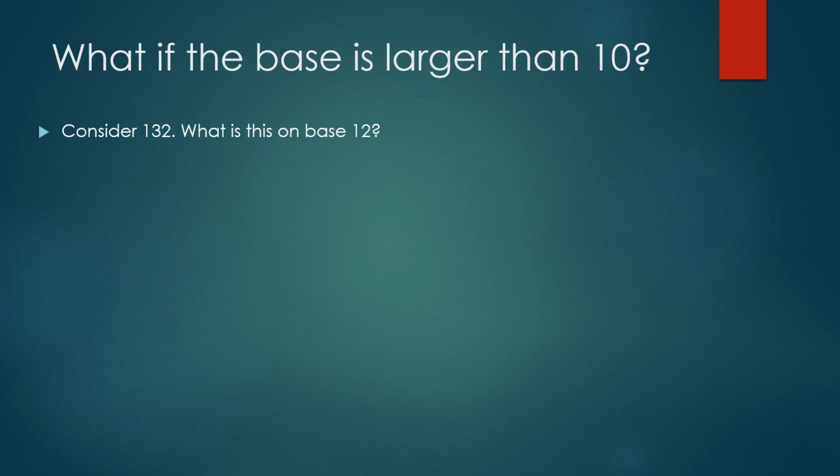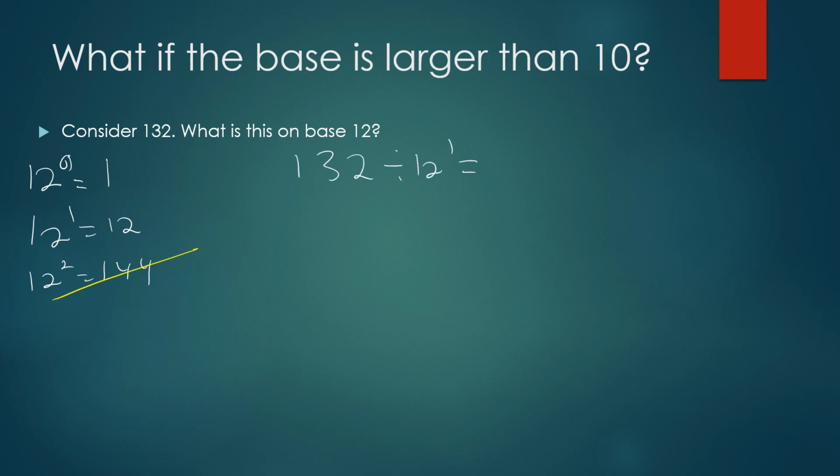What happens if the base is larger than 10? Let's consider the number 132. What is this in base 12? Well, we have 12 to the 0, which is 1. We have 12 to the first, which is 12, and 12 squared, which is 144. Okay, 144 is too high, so we're going to start with 12. 132 divided by 12 to the first.